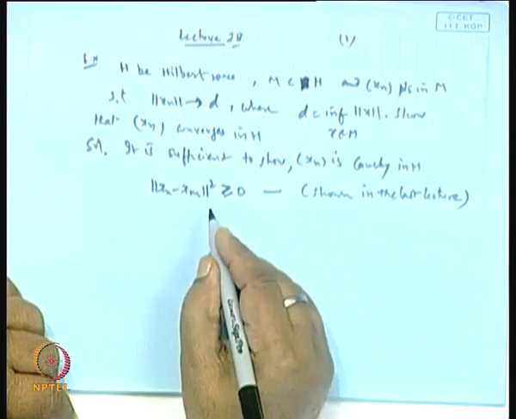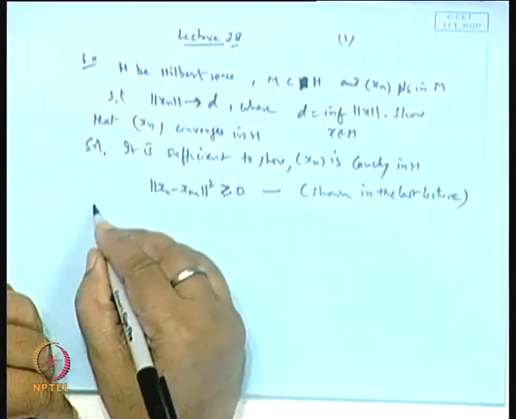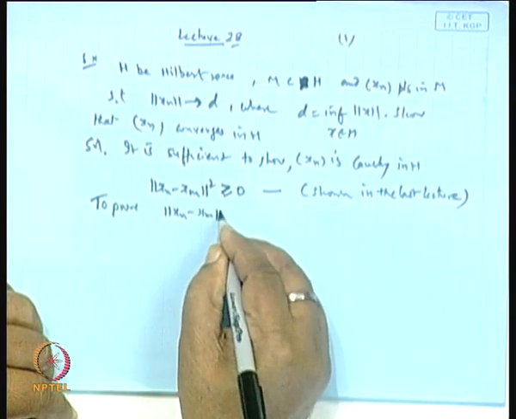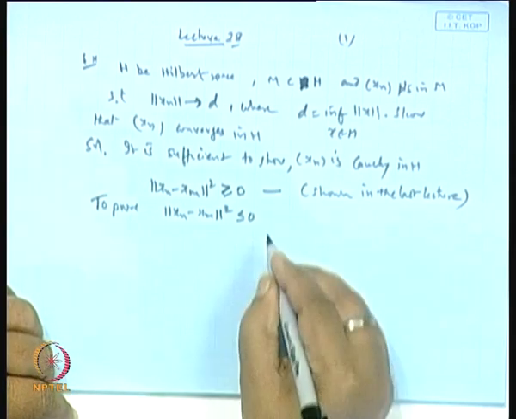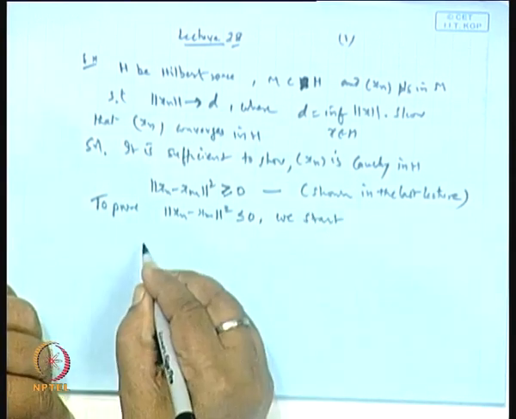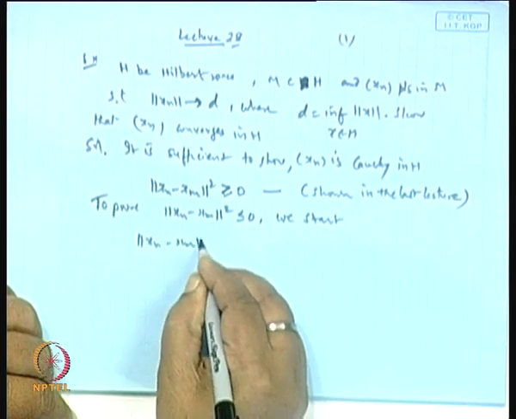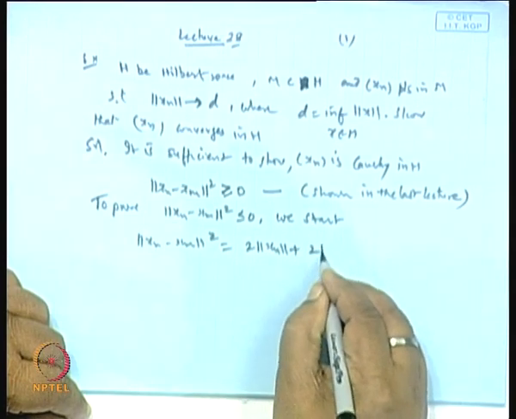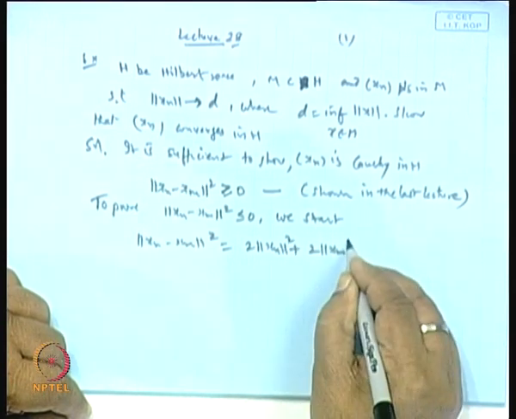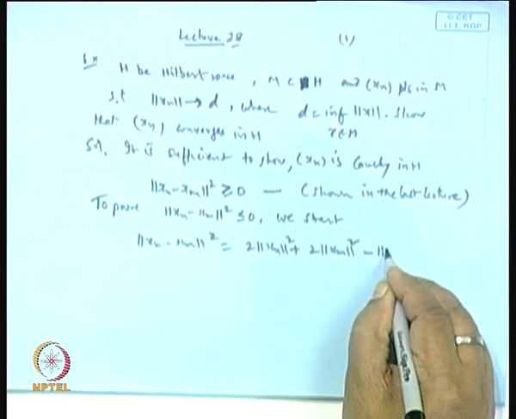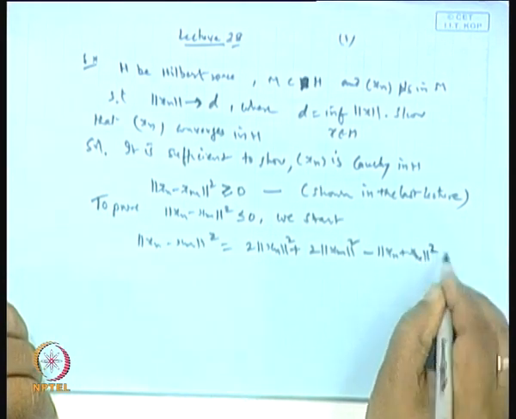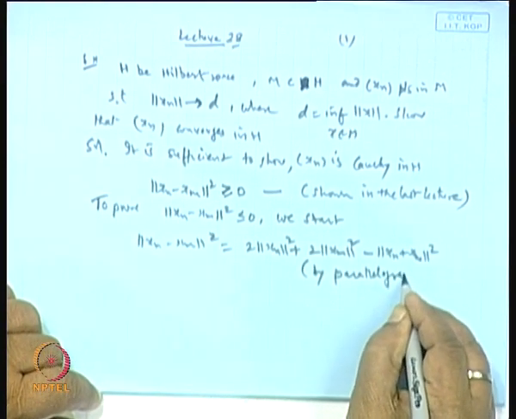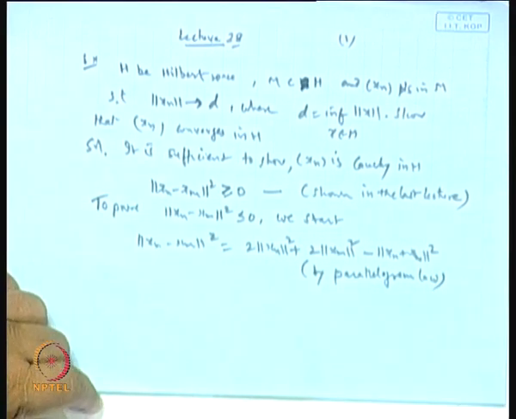In fact, we now require the less than or equal to sign also. So, to prove norm of x_n minus x_m whole square is less than or equal to 0, we start with this again. Norm of x_n minus x_m whole square is equal to 2 times norm x_n square plus 2 times norm x_m square minus norm of x_n plus x_m whole square. This is by the parallelogram law.